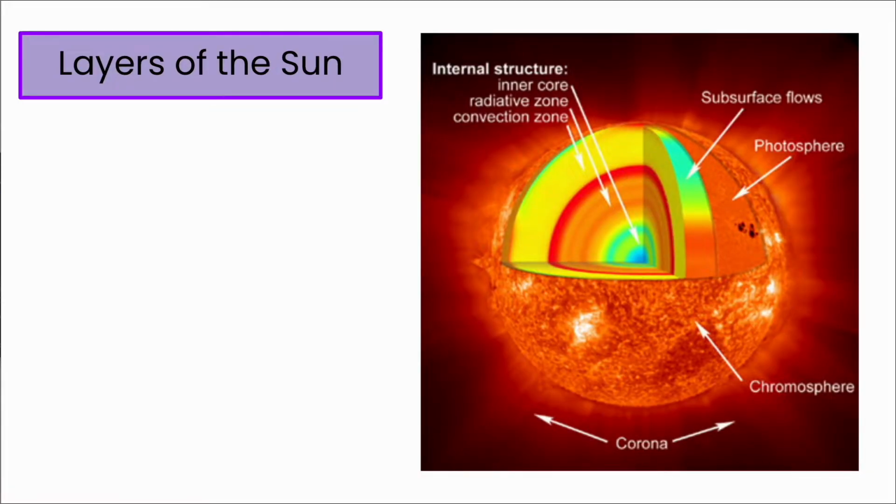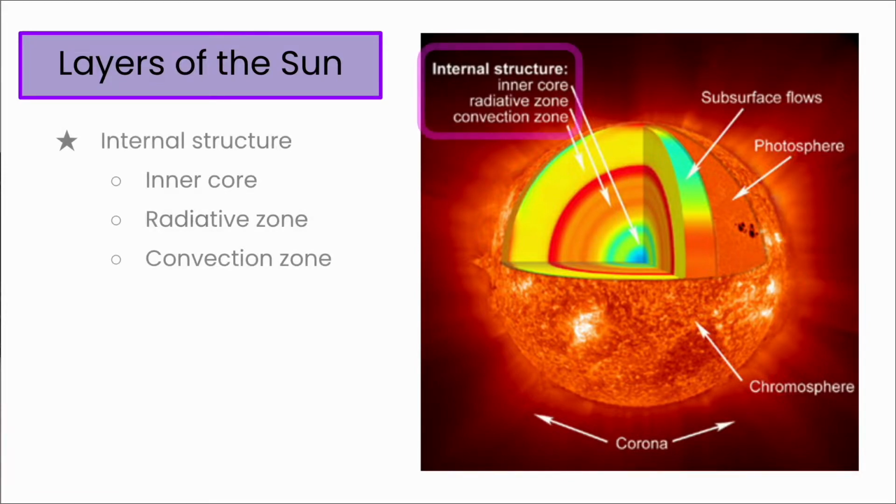Now, what we want to do is take a look at what the sun is composed of, its different layers. The sun and its atmosphere consist of several zones or layers, and we're going to take a quick peek at the layers from the inside out. The internal structures of the star consist of the inner core, the radiative zone, and the convection zone. So let's talk about each in a little more detail.